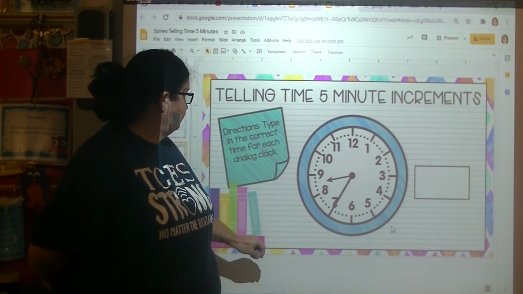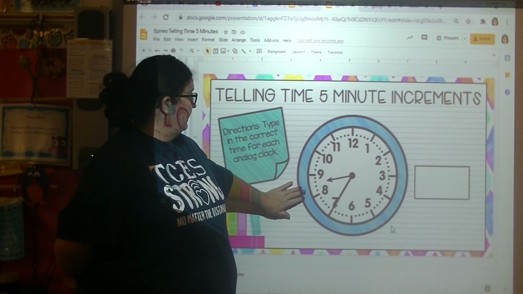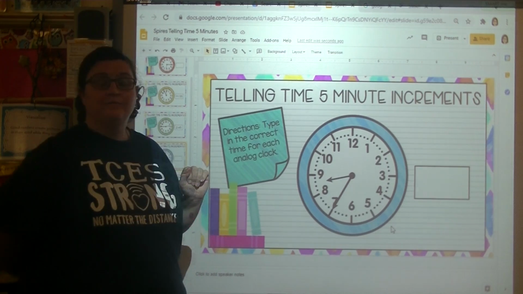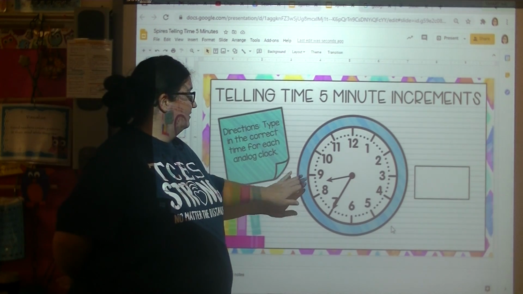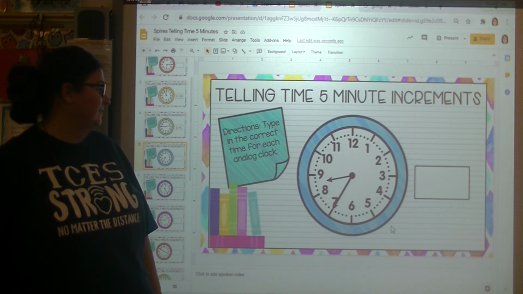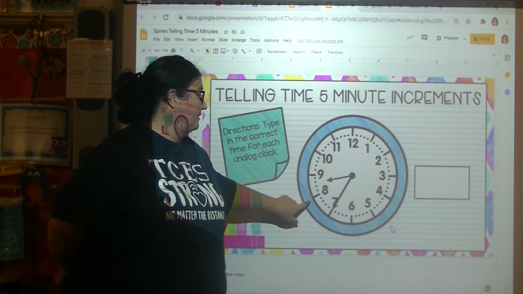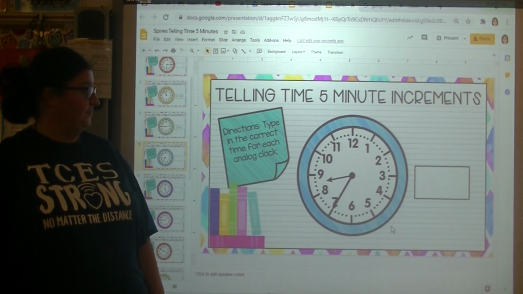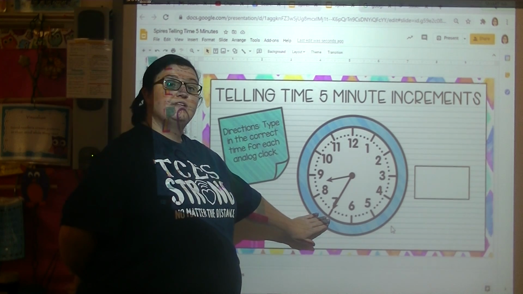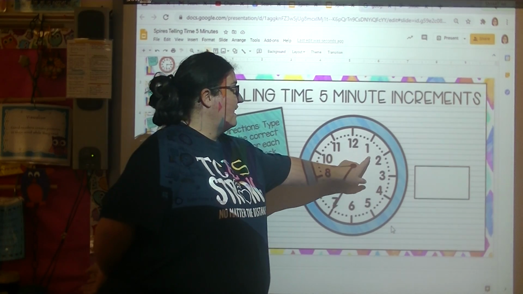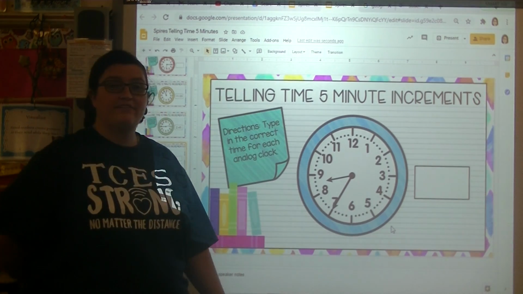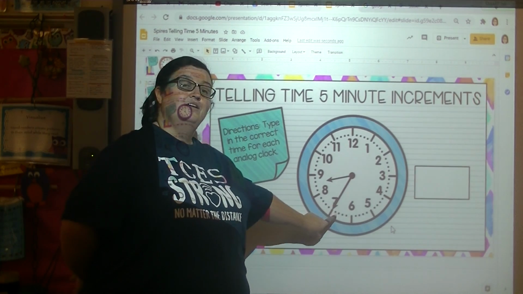Let's look at the next one. All right, look at your short hand. It's right there between the 8 and the 9. So is it 8 o'clock or 9 o'clock? What hour are we in? Now we have to back it up. It's still 8 something. Where's our minute hand? Minute hand's on the 7. Let's count by fives. 5, 10, 15, 20, 25, 30, 35. 8:35.